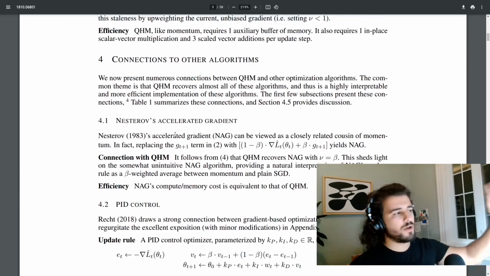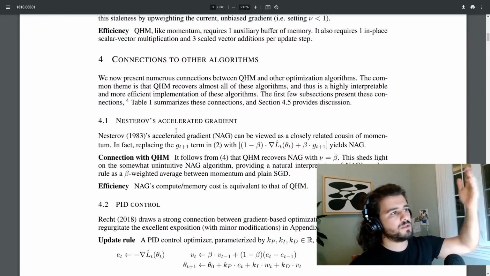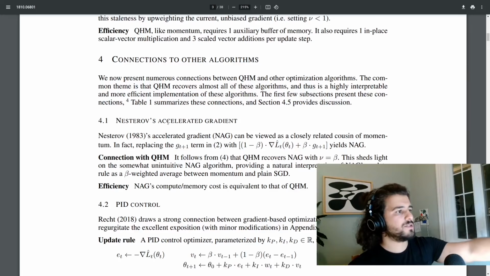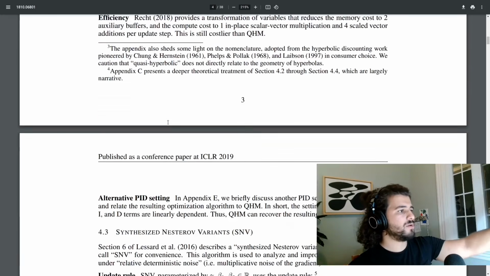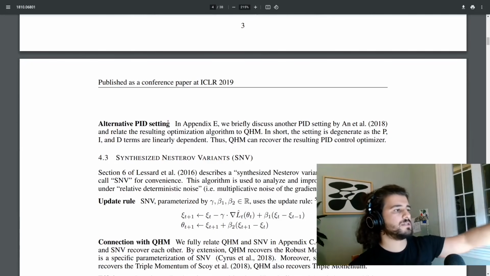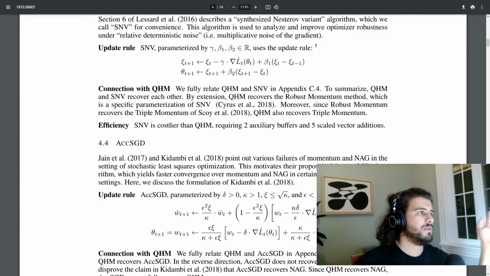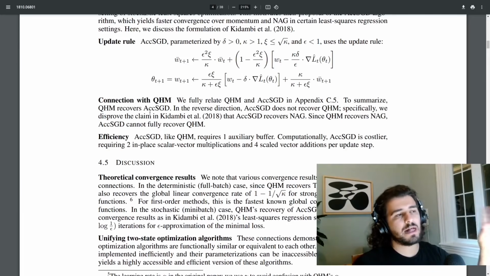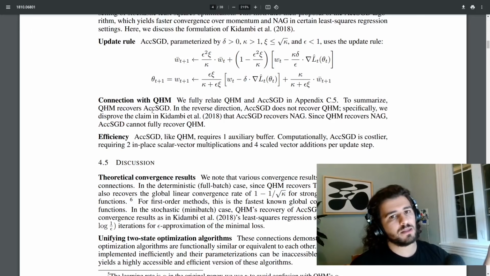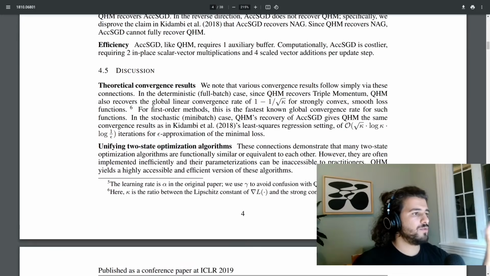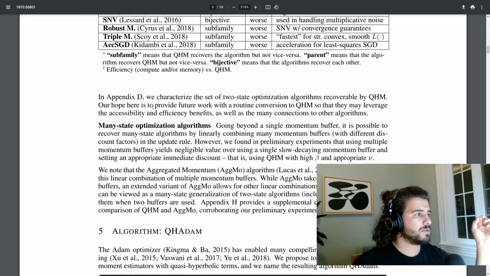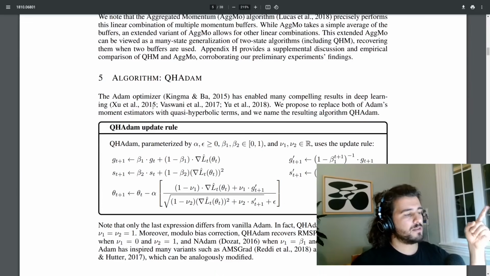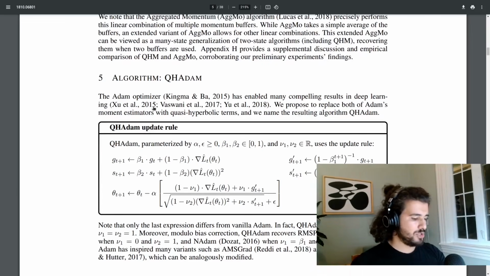Okay, afterward we have a whole bunch of stuff. They're doing a comparison between that thing, QHM, with Nesterov accelerated gradient, PID control. We have a synthesized Nesterov variant, an accelerated stochastic gradient descent, a whole bunch of them. We don't need to dive into them. Basically, they're making the claim that QHM recovers all of them if you change the parameter properly. This is not too important, so we skip them. Then we get to QHAdam, which is where things get a bit out of control.